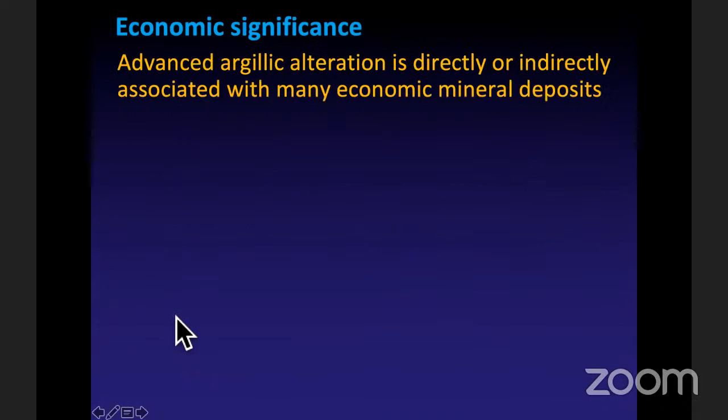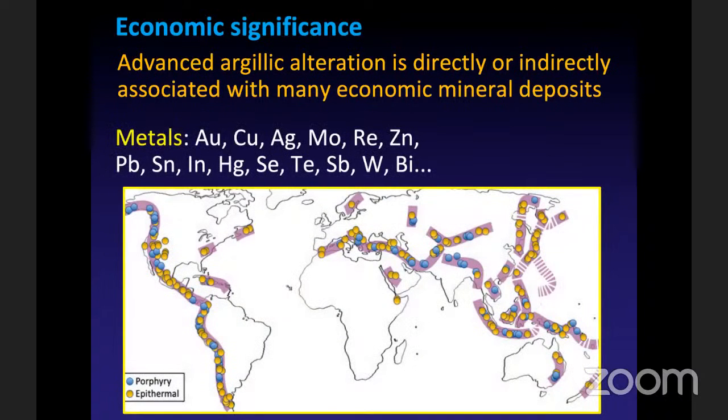What is the economic significance of advanced argillic alteration? Well, it is directly or indirectly associated with many, many economic mineral deposits and many metals. So in this figure, I show porphyries and porphyry copper deposits and epithermal deposits around the world. Obviously, in this case, connected to volcanic arcs.